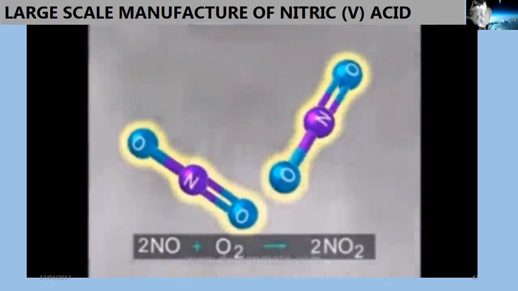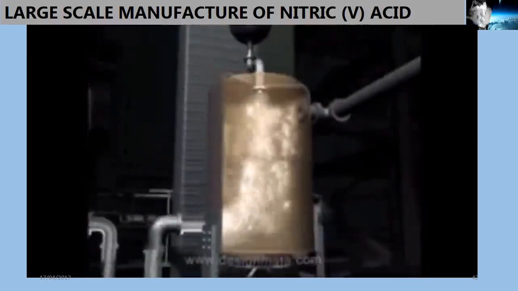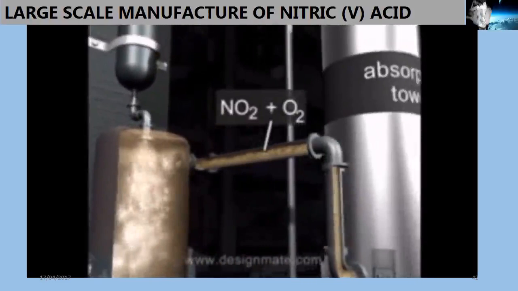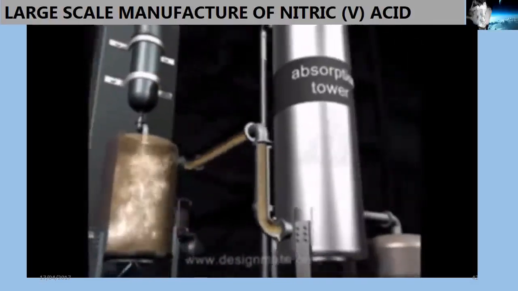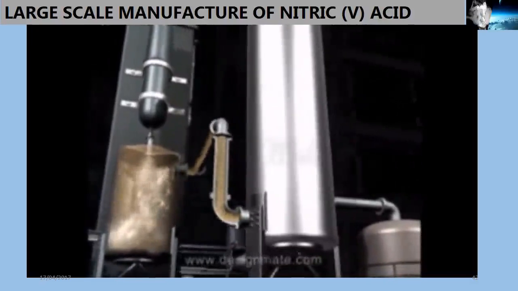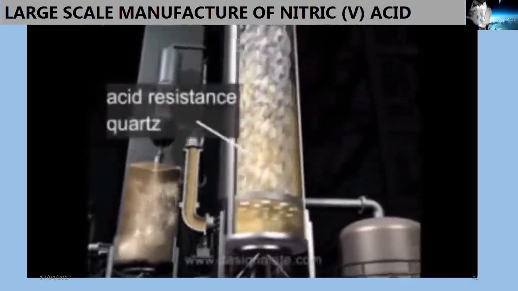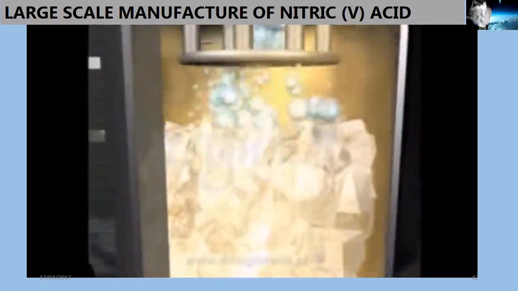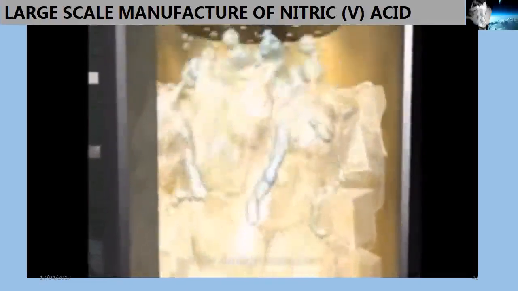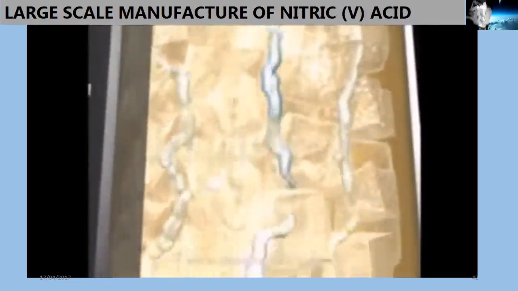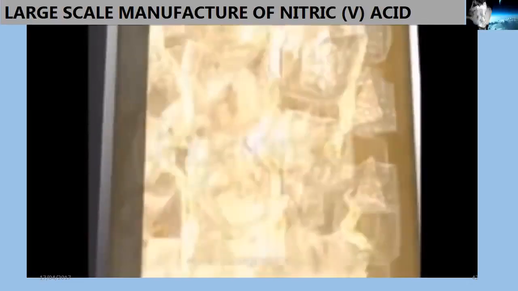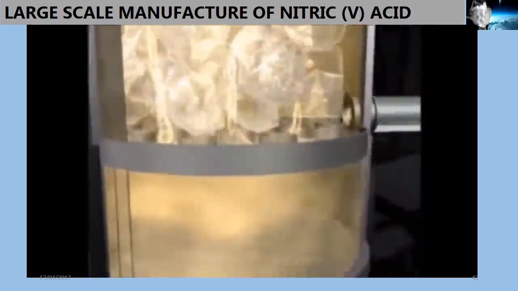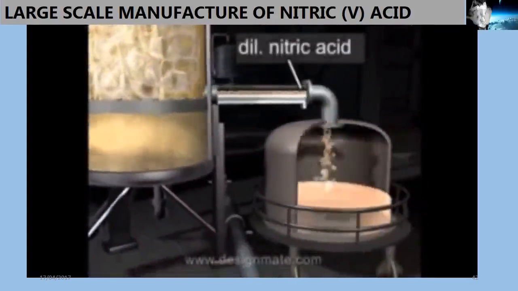That is nitrogen dioxide. This nitrogen dioxide and non-reacted oxygen then flows into the absorption tower, which is a stainless steel tower packed with acid-resistant quartz. Here, water is sprinkled from the top, so it slowly trickles to the layer of quartz. The water dissolves the nitrogen dioxide and non-reacted oxygen to give dilute nitric acid.